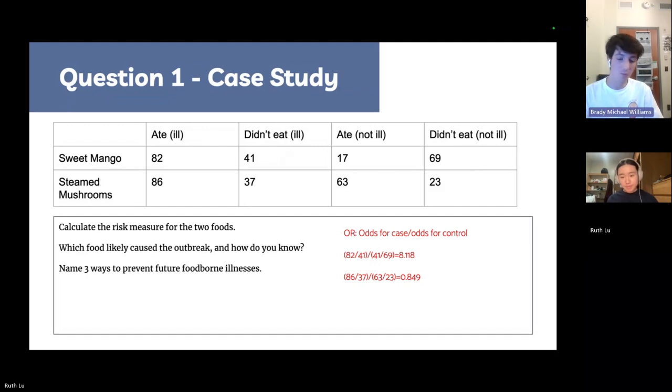So making sure that you're either keeping your food cold or hot when you're storing it.